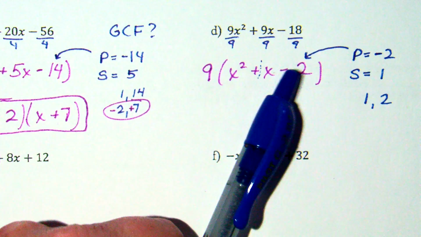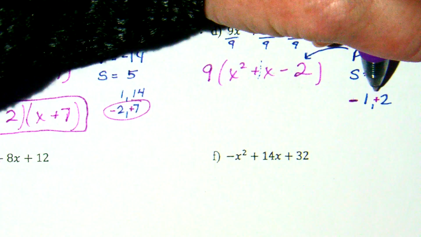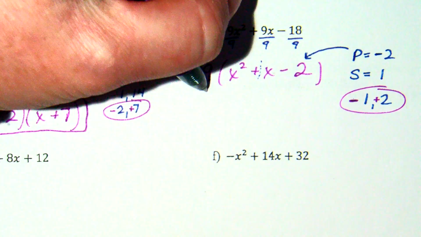So is the last one always the product? Yes. Your C value down here is always your product, what they multiply to be. The B value in front of x is always what they add to. Okay, so if it multiplies to be negative 2, I need a positive and a negative. If it adds to be a positive 1, the larger number is positive 2 and the smaller number is negative. So I'm going to use negative 1, positive 2.